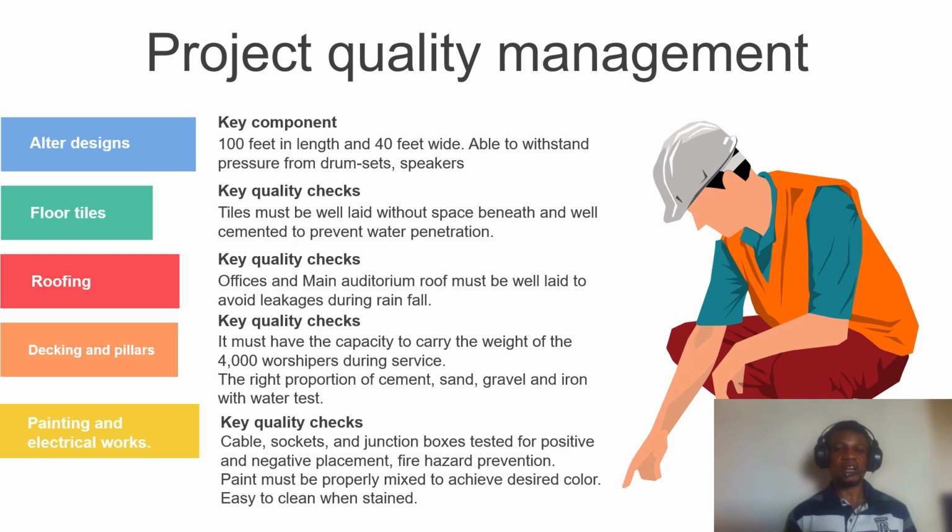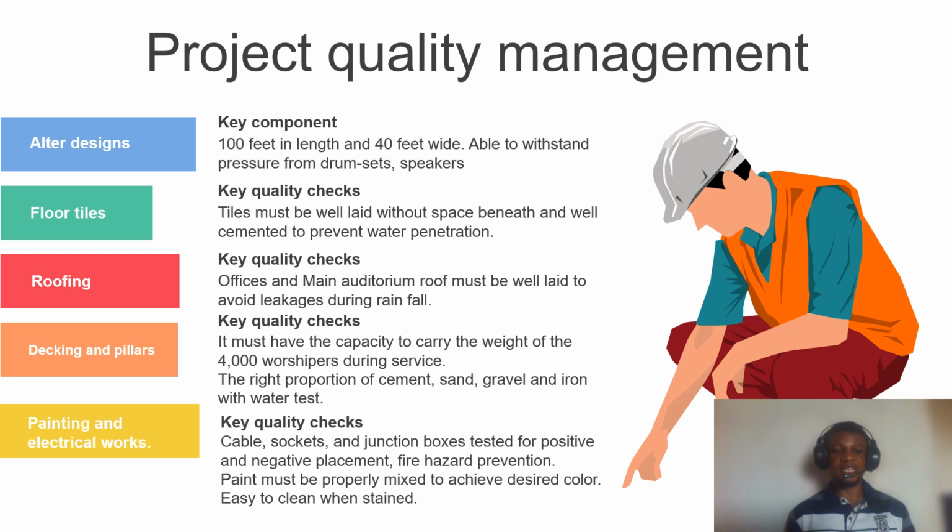Another phase is floor tiles. Now, the one key thing about floor tiles is whenever there's a space beneath the tiles, that becomes the starting point for the tiles to start breaking. And so it is essential that the tiles are laid without having space beneath, and of course the white cement must be applied in between the tiles to avoid water penetration. Roofing. The key quality check as regards roofing is to ensure that there are no leakages, right? That it is strongly knit together, so that during the rainy season, when wind starts blowing, the roof does not give way, that it must be strong.